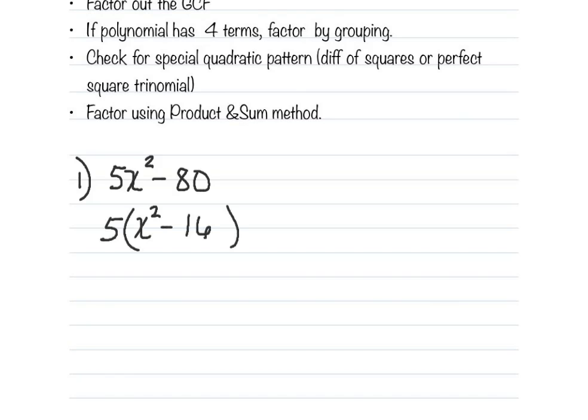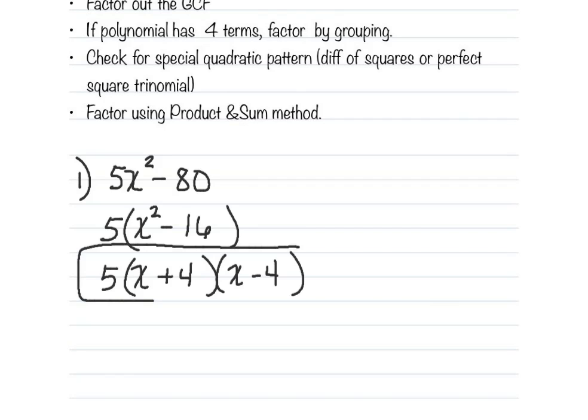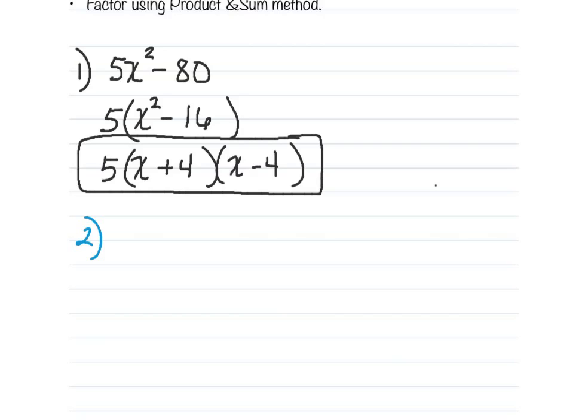Please note you should recognize x squared minus 16 as a difference of squares. So we'll use the pattern to factor that. So this would be x plus 4 and x minus 4. Take another look. Is there anything else that we can factor? No, there isn't. So this would be the factored form. Number 2, 9x squared minus 6x minus 35.